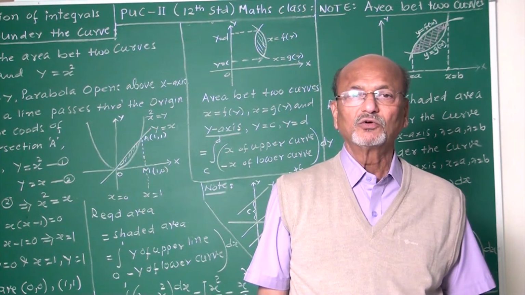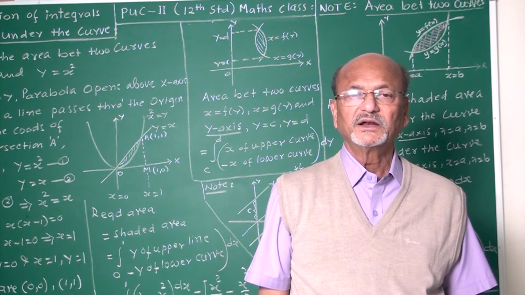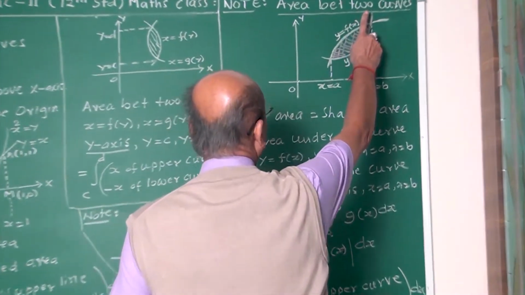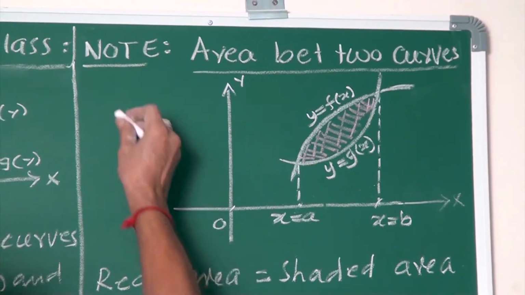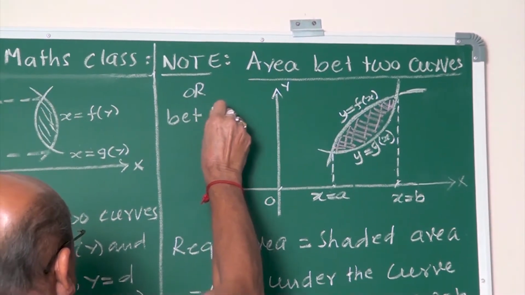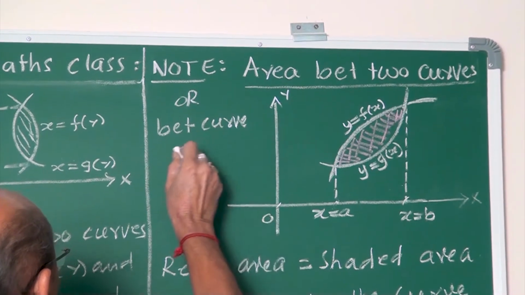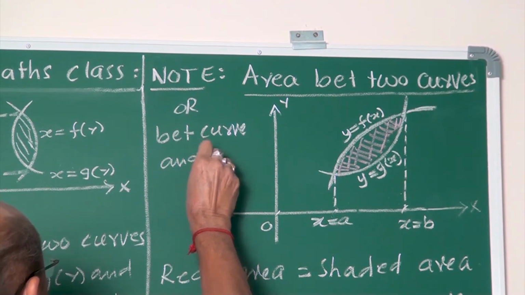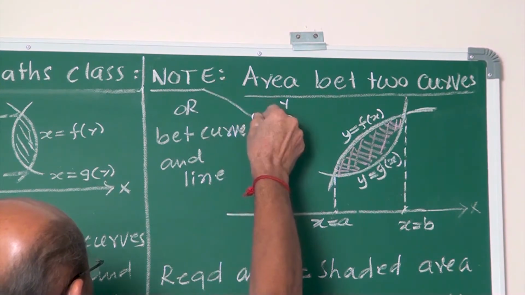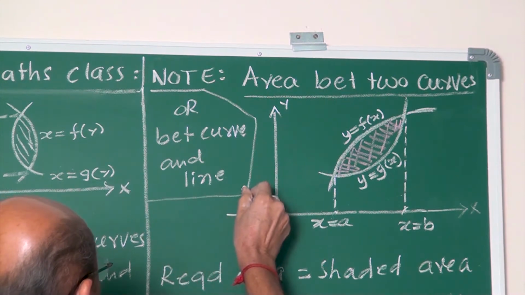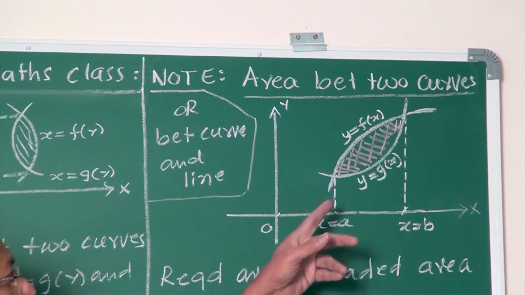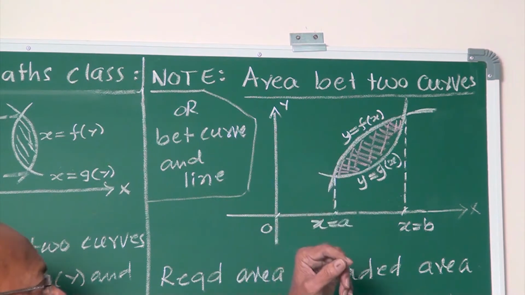Now, in this class, I want to do examples based on area between two curves, or between a curve and a line. Yes, my friends, either it is between two curves, otherwise between two curves and a line.